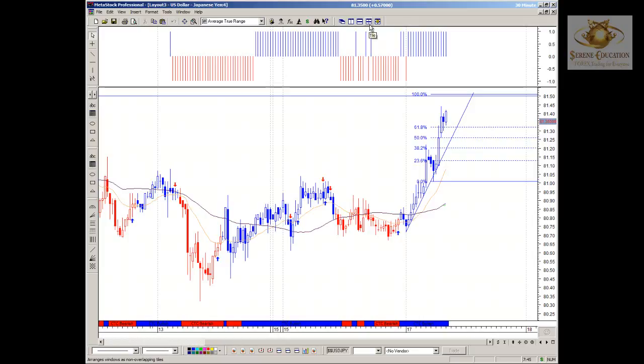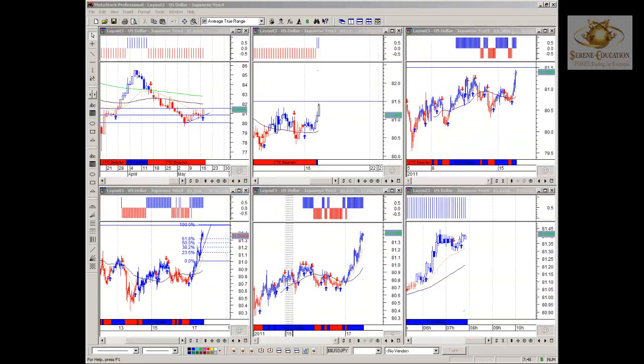81.50 price needs to be trading above that during the course of today to see further extensions to the upside. Otherwise, we could see a consolidation taking place, and we could see price revert to the downside on this time frame. So guys, that's it for today.